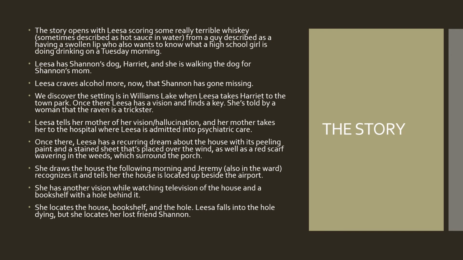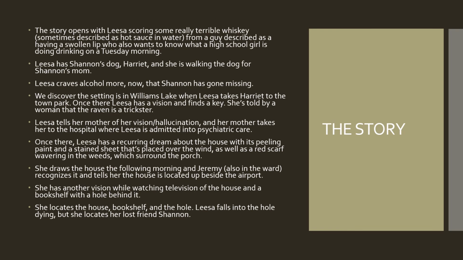We discover the setting is in Williams Lake. She takes the dog Harriet to a town park. Once there, she has a vision. She finds a key in this vision, and she's told by a woman that the raven, and ravens in general, are tricksters. She goes home and tells her mother of her vision slash hallucination. Her mother takes her to the hospital where she's admitted into psychiatric care.